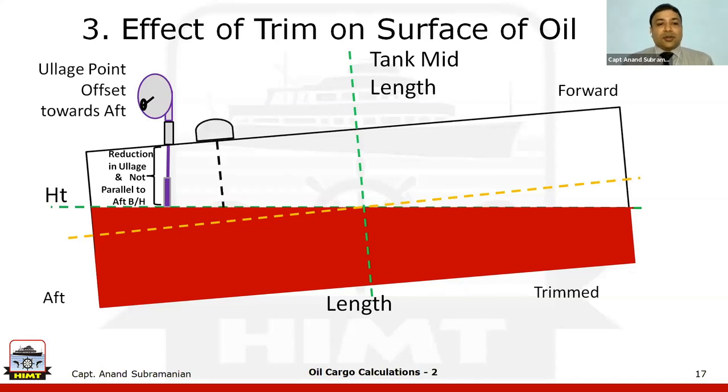So at the same time, now if we use the radar gauge, what do we get? We have a reduction in the ullage, yes, but the radar gauge is actually parallel to the aft bulkhead. So strictly, there is some correction to be applied here too, because actually what I want is the level of the oil in the dashed orange line, and not the green line. So basically, the small correction involved is a trim correction.